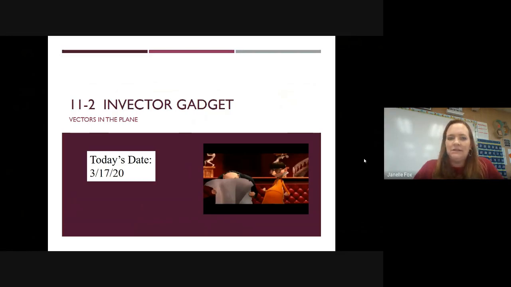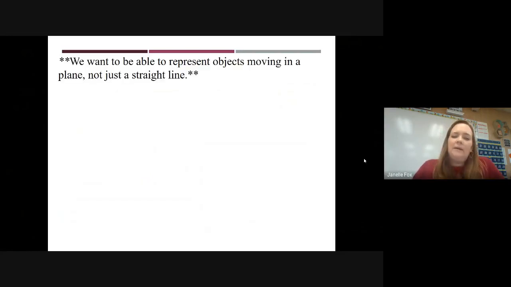So we want to be able to represent objects moving in a plane, not just a straight line. One of those classic questions that you always see says something like, a particle is moving along the x-axis. Now we're going to be able to do something in the plane and not just on a straight line.